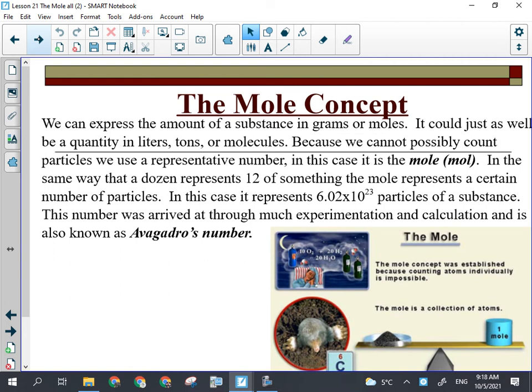So this number here is Avogadro's number, and it is not a randomly selected number. It seems that way, but it's not. This number was arrived at through a lot of experimentation. Avogadro knew that chemistry needed some kind of unit to represent huge numbers of particles. So he took the simplest element, hydrogen, and said, I'm going to figure out how many of the simplest particle there are in 1 gram.